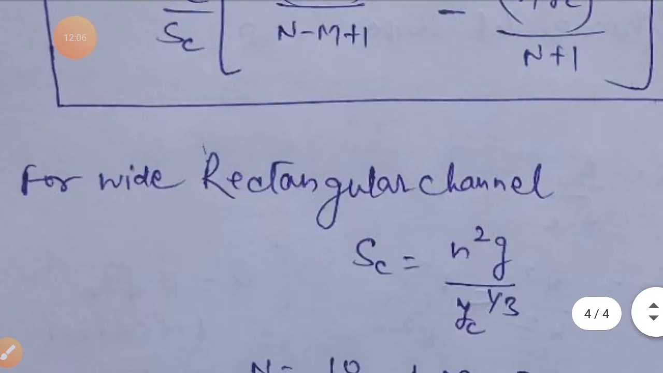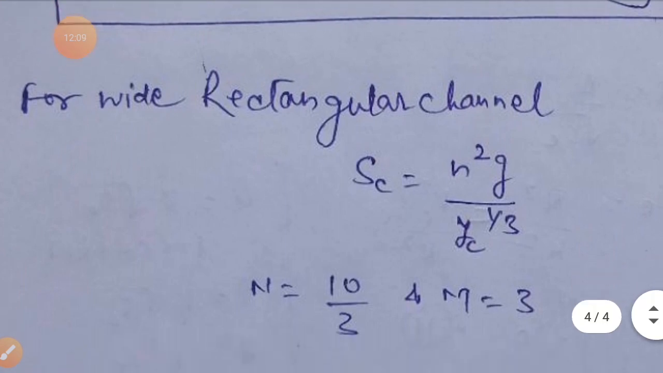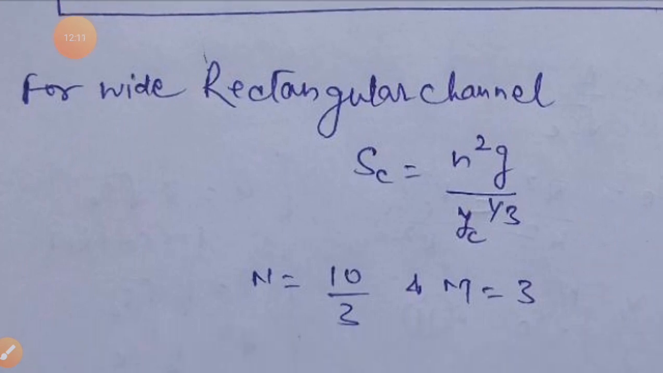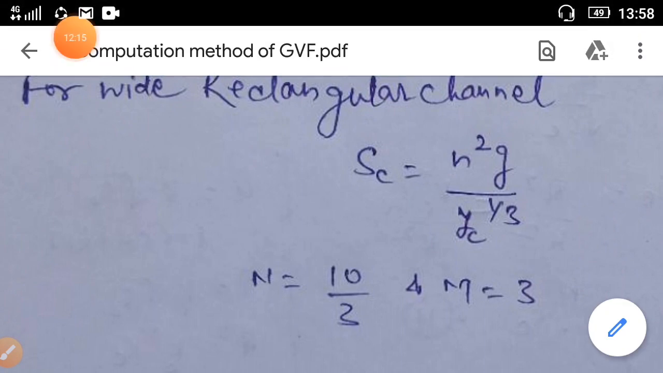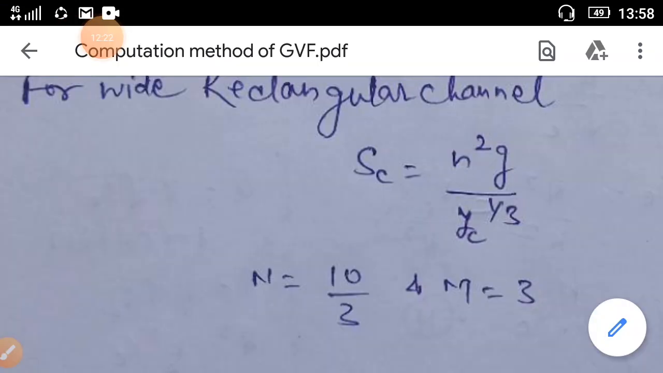For a wide rectangular channel, Sc is equal to n square g upon yc to the power 1 by 3, and n is equal to 10 by 3 and m is equal to 3. So this is all about the integration technique method for the rectangular channel section. Thank you.